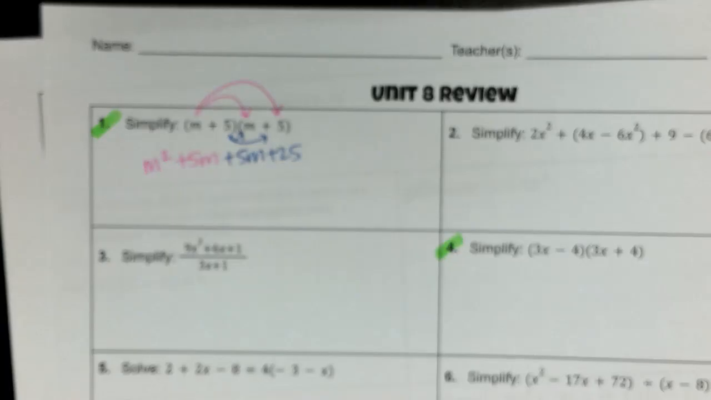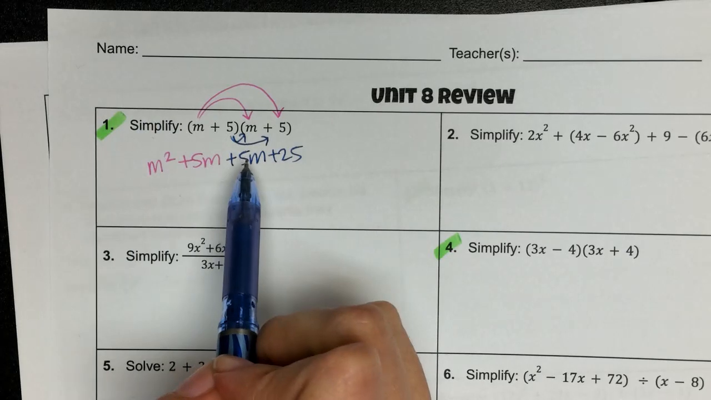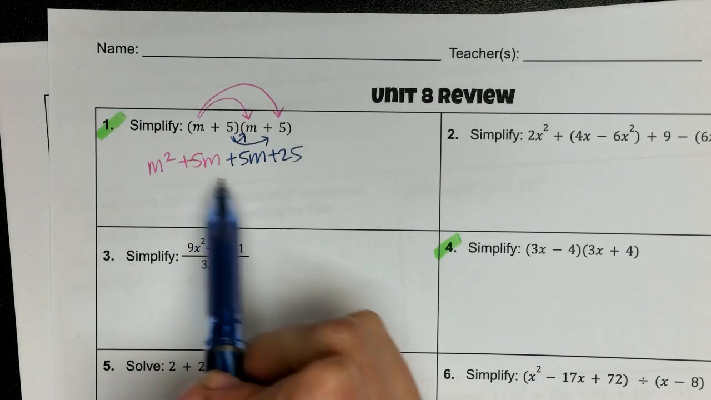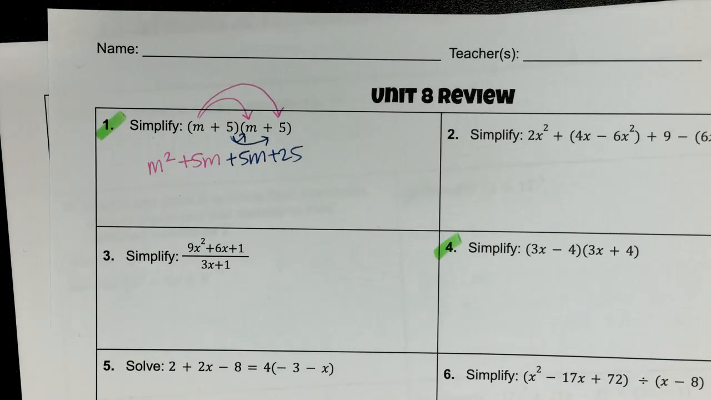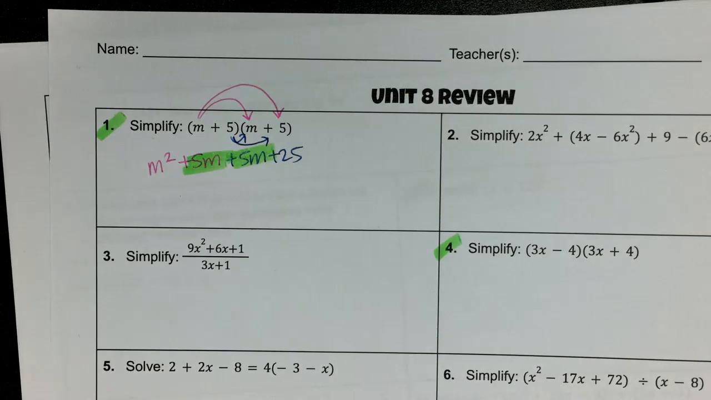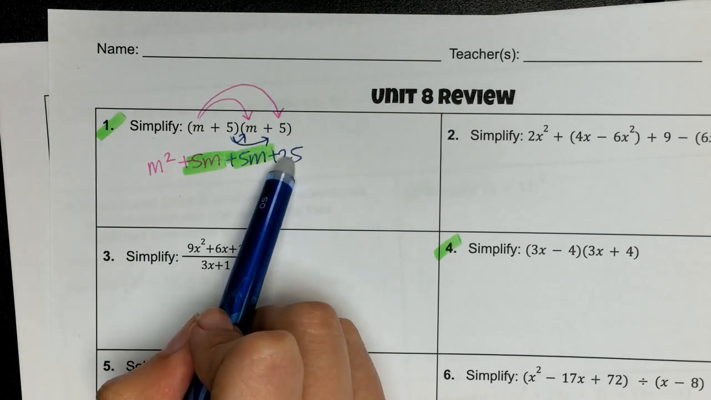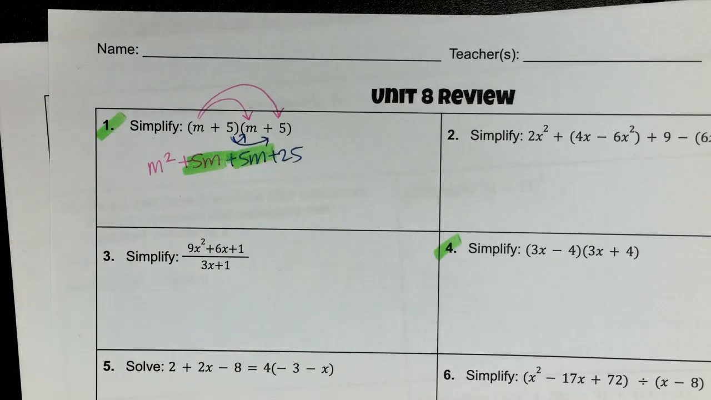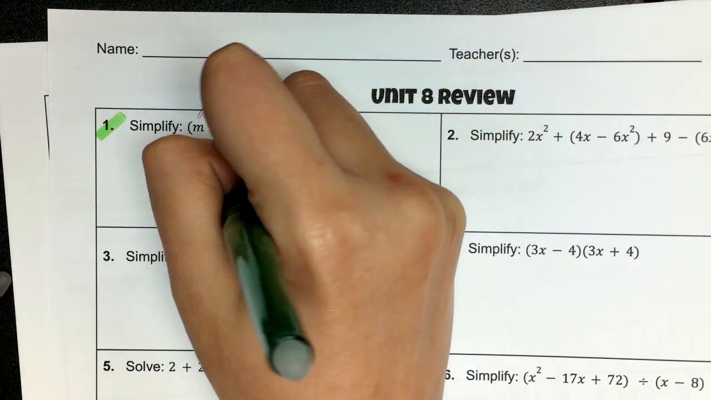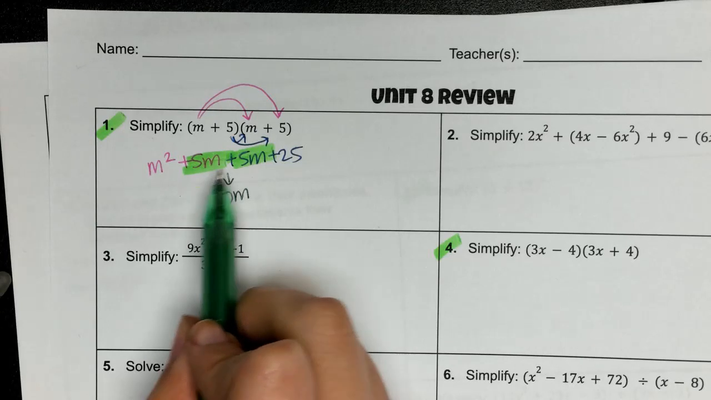Now, do not leave your answer like this. You always want to have simplest form, which is to say, if you can combine like terms, combine like terms. Notice we have a 5m and a 5m, which can be combined. Now, they cannot combine with this m squared. Although they have the same variable, they have to have the same variable and the same exponent to be able to combine. So when I combine these, this will give me 10m, and just a regular m, since we're not multiplying, we're just adding.